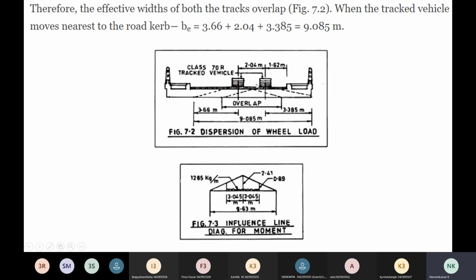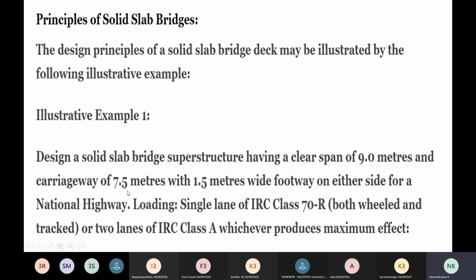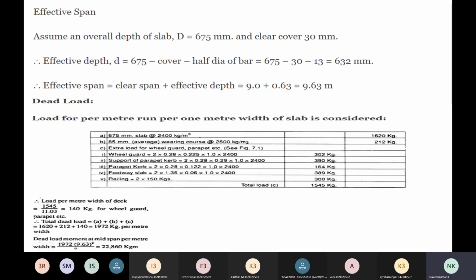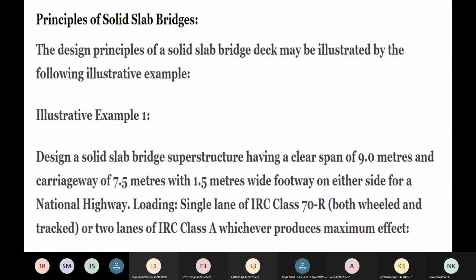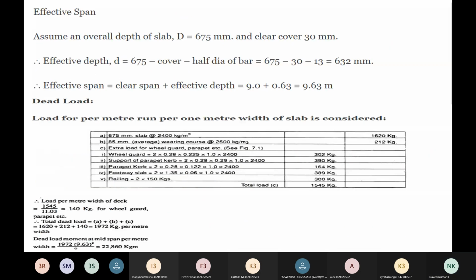So this is the projection. The same thing they have given, carriageway and the span. Now we're going to proceed to the design. They have given the span as 9 meters. Sorry, it is not effective span, it is the actual span, 9 meters.